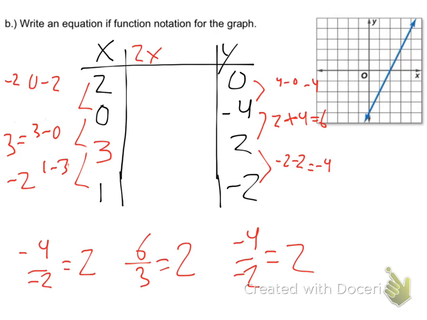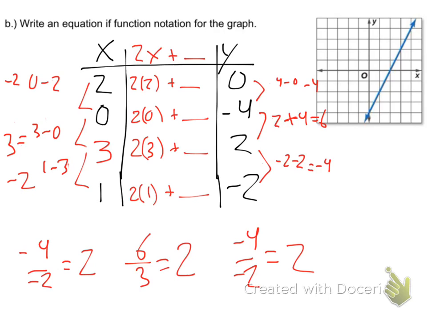So that means I have 2x plus something is going to be my equation, right? So now we have to figure out what that adjustment is. We know the slope, so we're going to treat every single one of those x's to the same slope, which means 2 times 2, 2 times 0, 2 times 3, and 2 times 1, plus what? What seems to be the missing link to get from 2 times 2, which is 4, to get to a 0? Oh, it should be minus 4? Wait a minute. 2 times 0 is? How do I get to negative 4? Oh, subtract 4. 2 times 3 to get to a 6, to get to a 2? Minus 4? Minus 4? Minus 4?